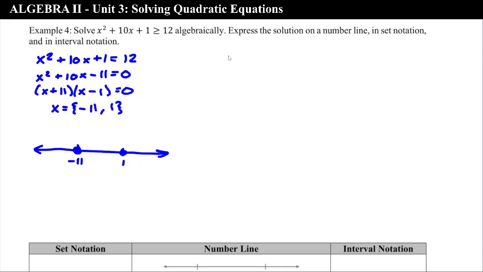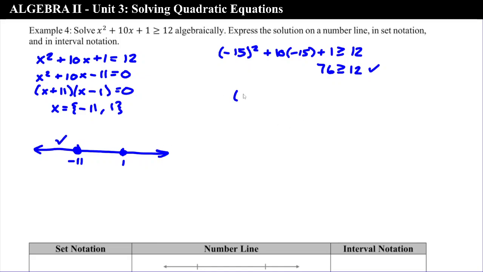Well, how about -15? So we'll do -15 squared plus 10 times -15 plus 1 is greater than or equal to 12. When you do that math on the left-hand side, you get 76 is greater than or equal to 12. And that is a true statement. So we're going to put a check on that part.